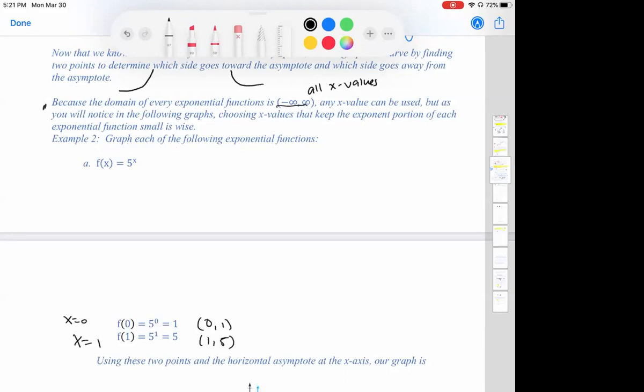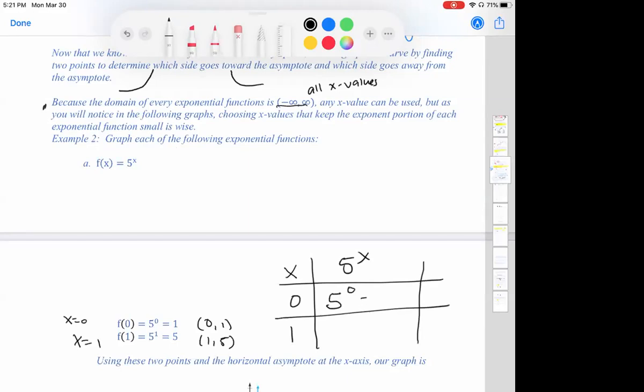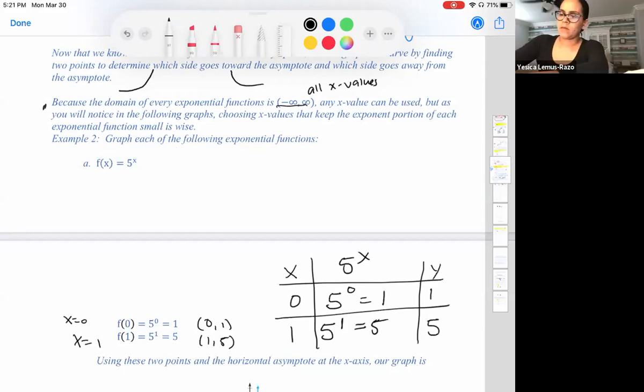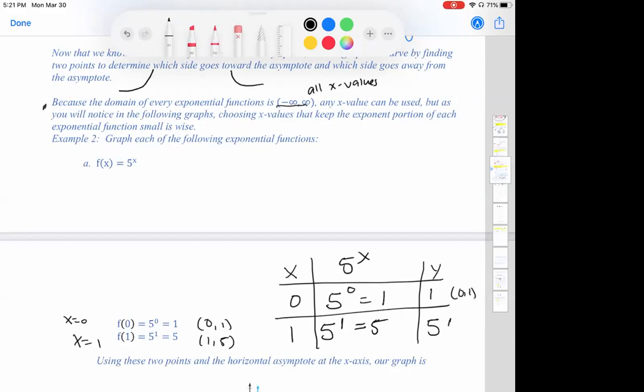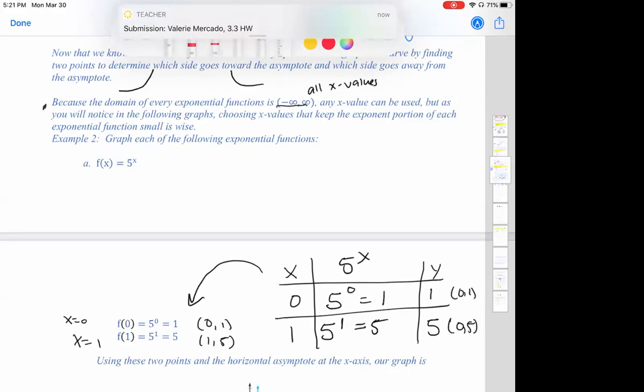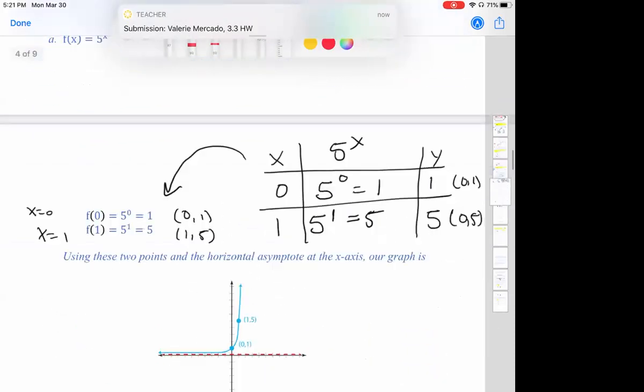If this notation throws you off, you can always do a chart, right? So your function is 5 to the x power. You're plugging in a 0. You're plugging in a 1. X will now be 0. A number raised to the 0 power is always 1. So I get a 1 for my y. 5 raised to the first power gives us 5. So I have my points (0, 1) and (1, 5), just like we do right here, right? And it's just a preference thing. If you want to do a chart, feel free to do so.